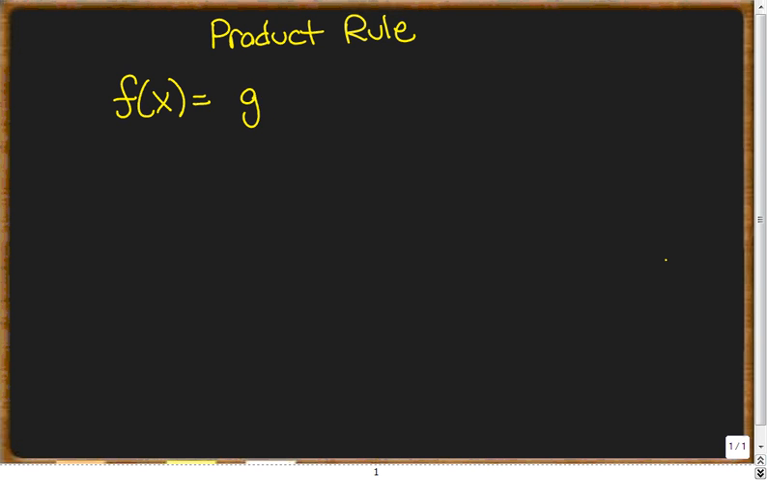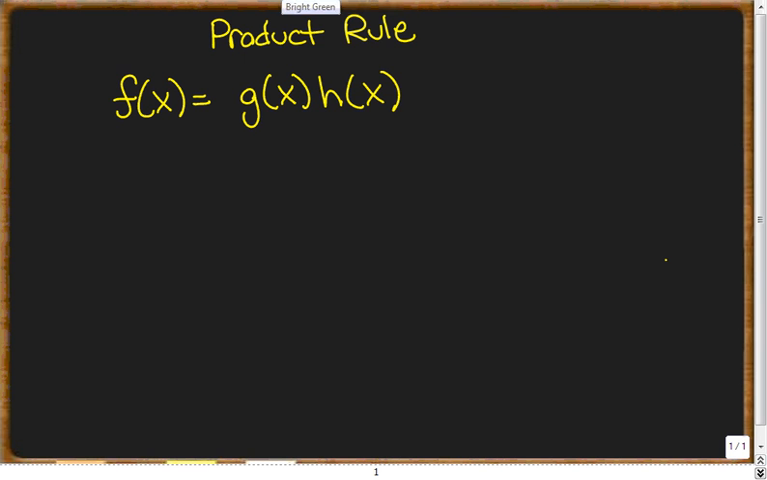Okay, so now we're going to talk about the product and quotient rules, some extra trig identities, and higher order derivatives. So the first thing we're going to look at is the product rule. So let's say that we had a function, f of x, that equaled the product of two other functions. So we'll call them g of x and h of x.